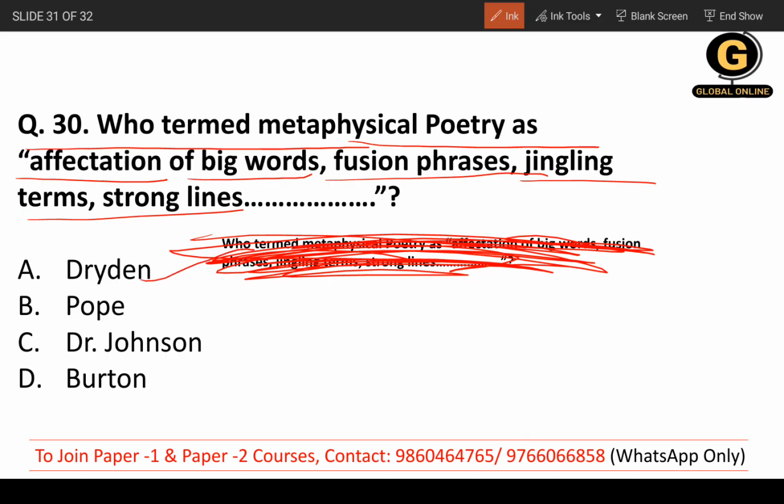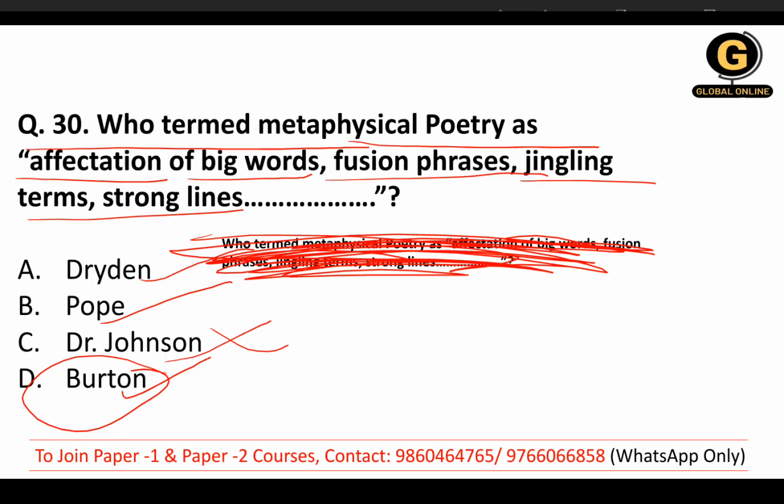So whether it's Dryden, Alexander Pope, or Dr. Johnson, it will not be the answer, or Robert Burton. So the correct answer is Robert Burton. So D will be our correct answer.